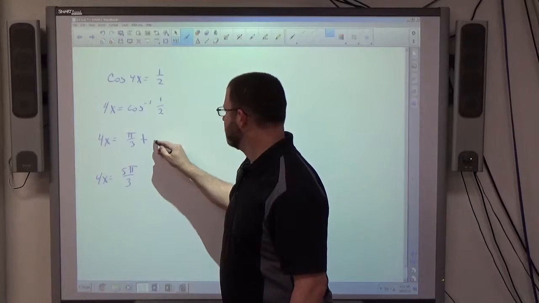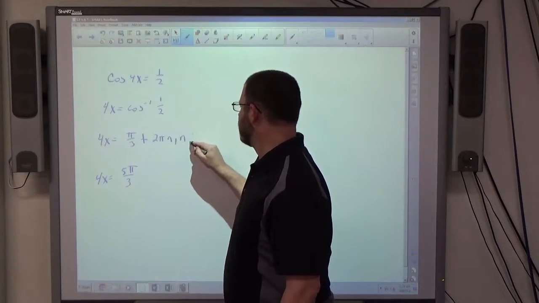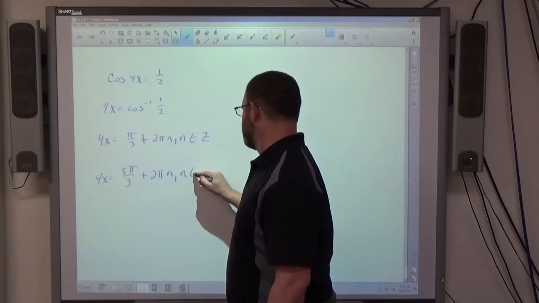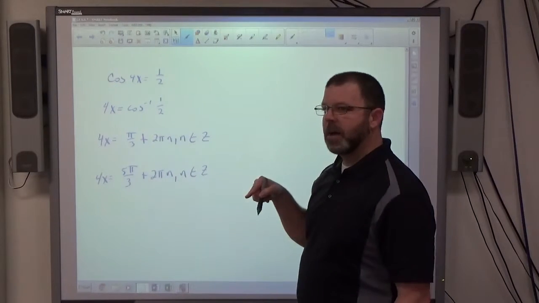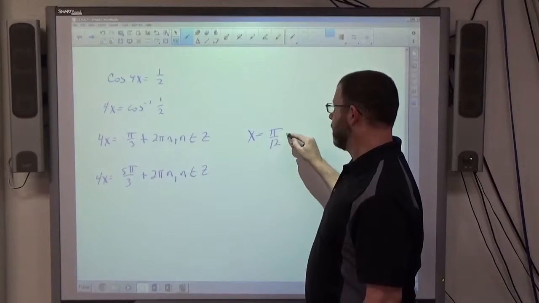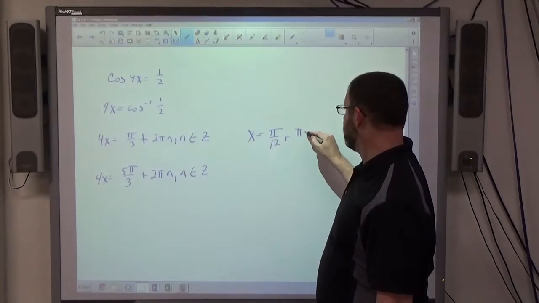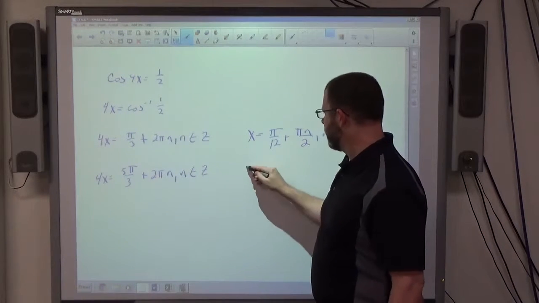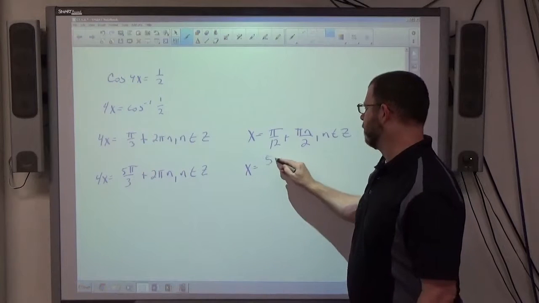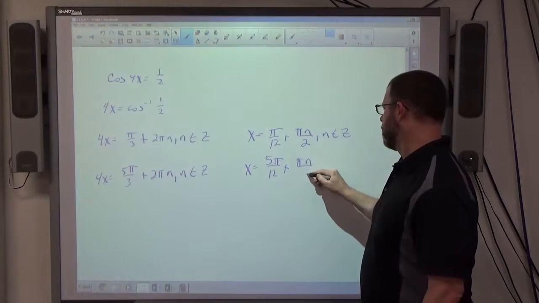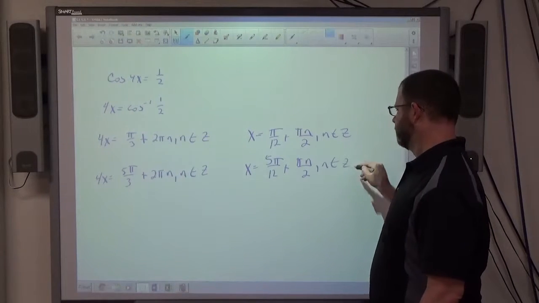and then you add your 2 pi n, where n is an integer. And then you've got to divide both those answers by 4. So x equals pi over 12 plus pi n over 2, where n is an integer. And x is going to equal 5 pi over 12 plus pi n over 2, where n is an integer.